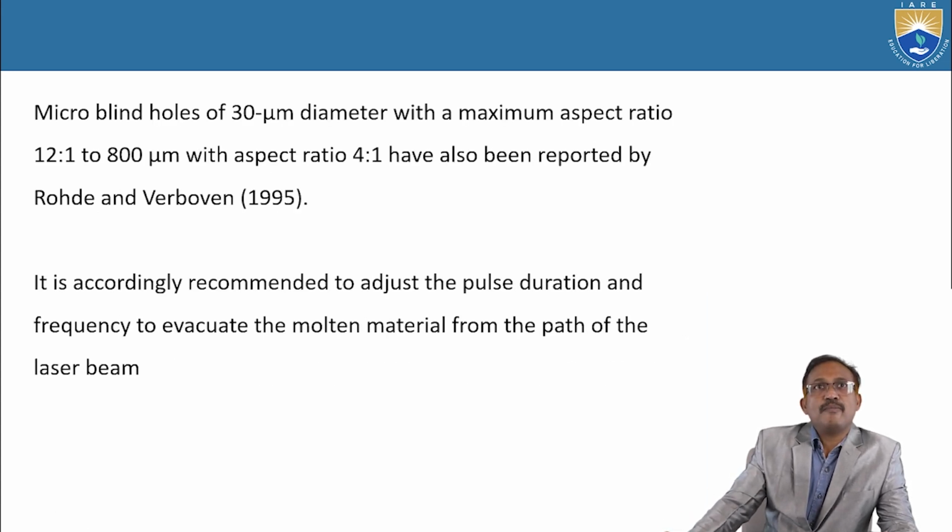Micro blind holes of 30 microns diameter with a maximum aspect ratio of 12 to 1, and 800 microns with aspect ratio 4 to 1, have also been reported by Rohde and Verboven during 1995. It is accordingly recommended to adjust the pulse duration and frequency to evacuate the molten material from the path of the laser beam.